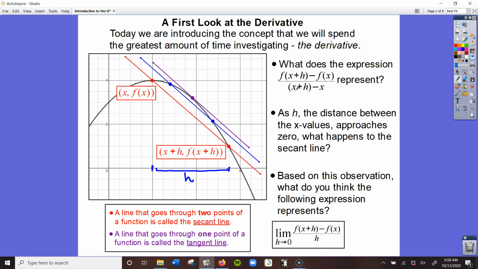If we look at this as x1, y1, and this as x2, y2, if I were to replace that in this formula, this is like saying y2 minus y1 over x2 minus x1. This would be familiar as slope. So that particular equation represents the slope of the secant line.